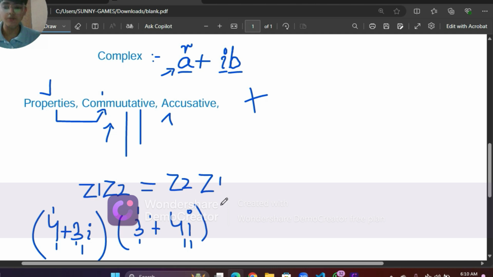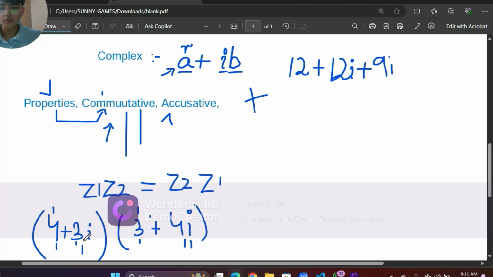That will give me 4 times 3. We are not doing addition, this is multiplication. 4 times 3 is 12, and I'll add 4 times 3 iota, which is 12 iota. Then 3 iota times 3 is 9 iota.